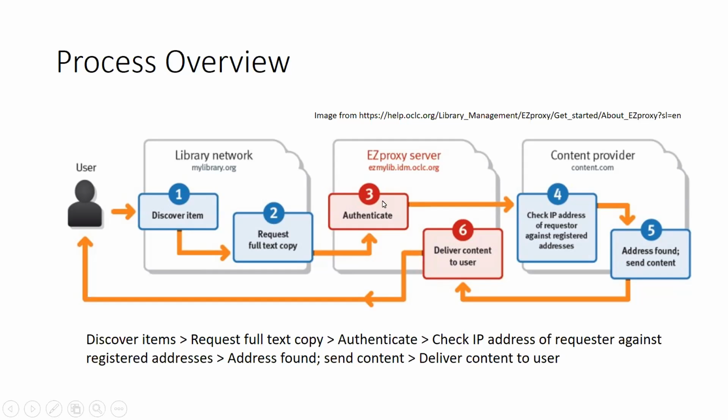So to authenticate, after it gets the authentication process, it sends the proxy server IP address to the content provider, and that's your publisher, your vendor. And they look at that IP address against their registered list of addresses, and they go, oh yeah, that matches, and you're allowed to have things. So it sends the content back. The content goes back through the proxy server and then back to the user. So that's kind of the overarching process. But the fun part is the authentication.